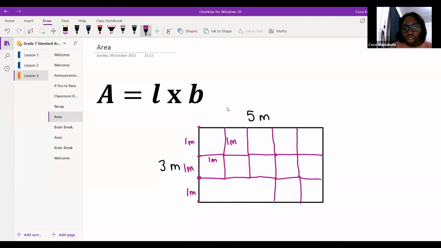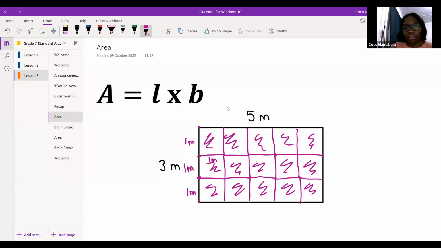Exactly. Nondumiso, you're onto something. Caleb, you're onto something. Now, each of these is a square that is 1 meter by 1 meter long, on each side. And if I count, everybody else can count. I think Caleb and Nondumiso have already done it. How many squares do I actually have? Good. I've got 15 squares. 1, 2, 3, 4, 5, 6, 7, 8, 9, 10, 11, 12, 13, 14, 15.